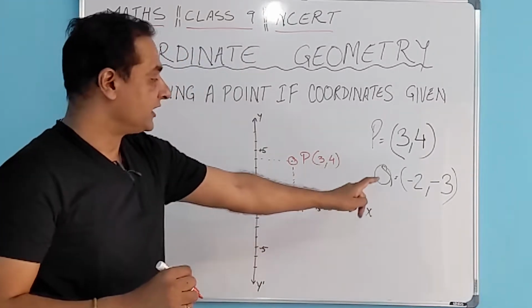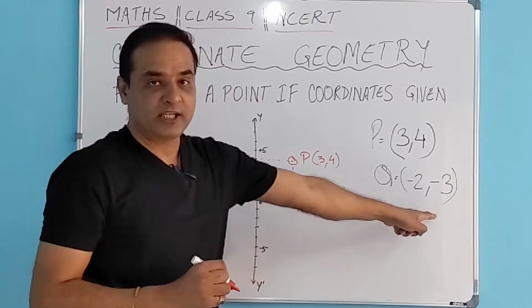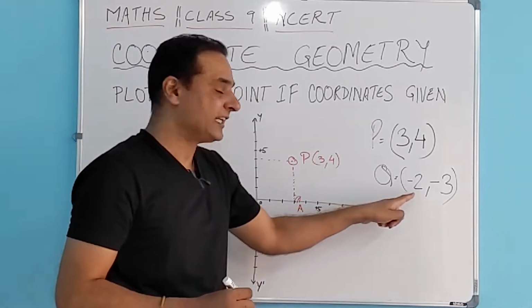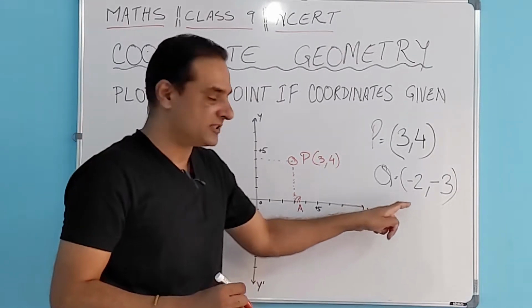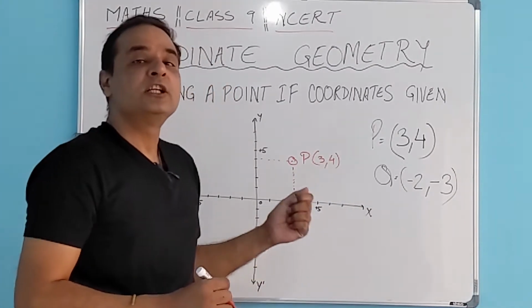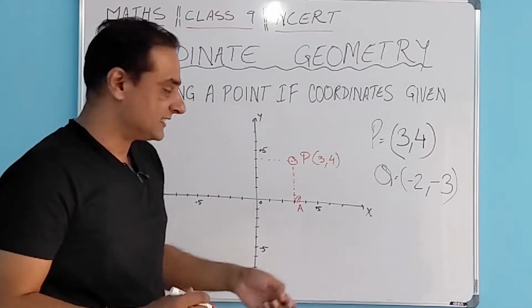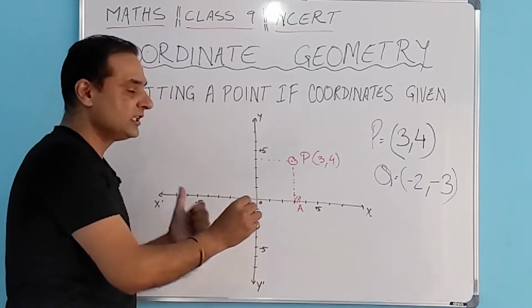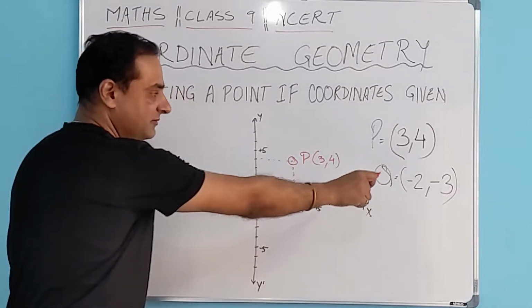Q. Coordinates of this point Q are -2 and -3. So how should we go? First step, let's look at the x coordinate, or abscissa. It is -2. Negative direction on the x-axis. Negative direction on the x-axis, we go to the origin, we go to the left-hand side. How much is it? -2.